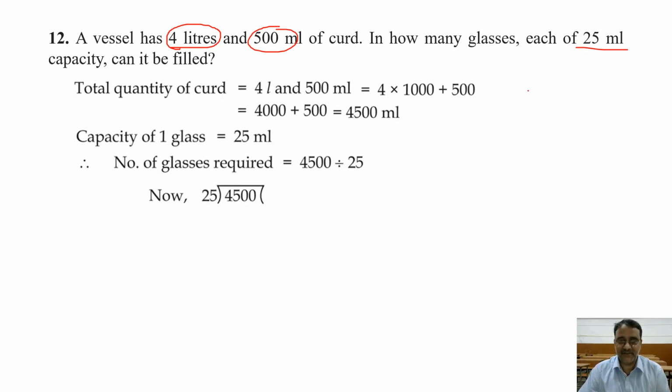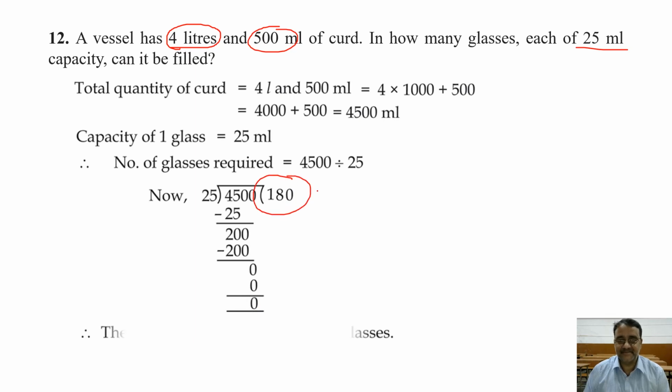Let's divide. First 1, 25, we will get remainder 15. So we bring one zero down. So now 25 8s are 200, right? And one zero was left, so we put zero here. So total we are getting 180. So this is the final answer. The curd can be distributed in 180 glasses.